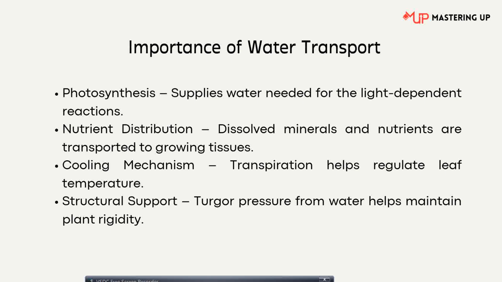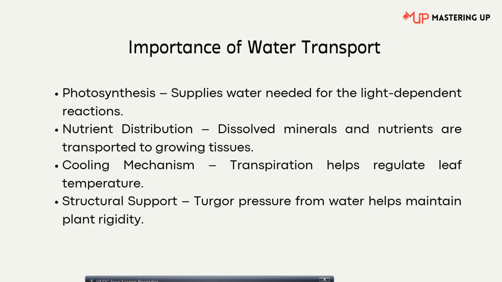Now nutrient distribution. Through the water, dissolved minerals and nutrients are transported to the growing parts of the tissues. Now the cooling mechanism. The transpiration that is happening there helps regulate the temperature inside the plant, inside the leaf. So water transport also helps in the cooling mechanism. And structural support. Turgor pressure from water helps maintain plant rigidity. While studying the cell structure, we saw that plant cells are rigid. To maintain the plant rigidity, turgor pressure from the water helps. So water needs to be there for photosynthesis, nutrient distribution, cooling mechanism, and structural support.